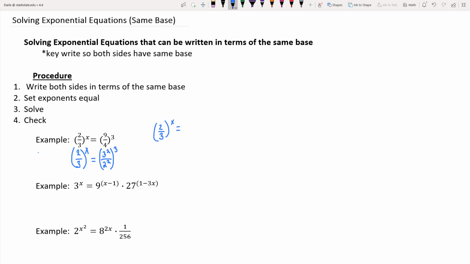equals, if you think about this, this would be (3/2) the whole thing, raised to the second power, and then that is raised to the third power, since both the numerator and the denominator were raised to the second power. So this is (2/3)^x equals (3/2)^6. If you take a power and raise it to a power, you multiply the powers together. But those are not the same base quite yet because they're reciprocals of each other.